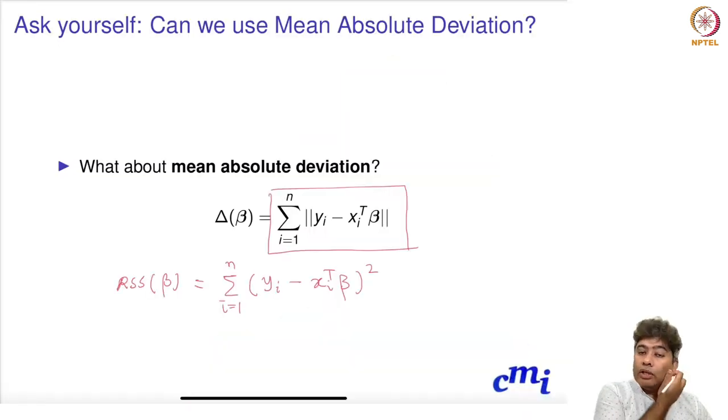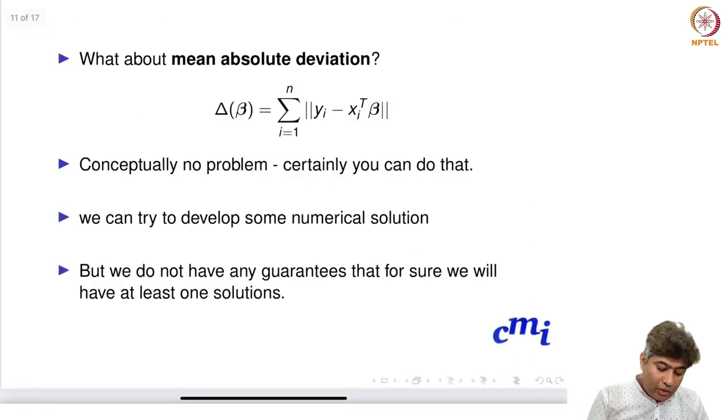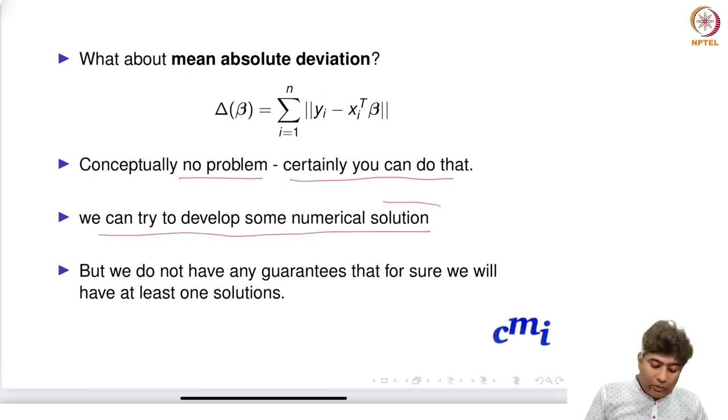I hope you got the solution. Let us discuss what we can do. Conceptually there is no problem. Certainly you can use the mean absolute deviation. We can try to develop some numerical solution. Some numerical solution certainly can be developed, but we do not have any theoretical guarantee that for sure we will have at least one solution.